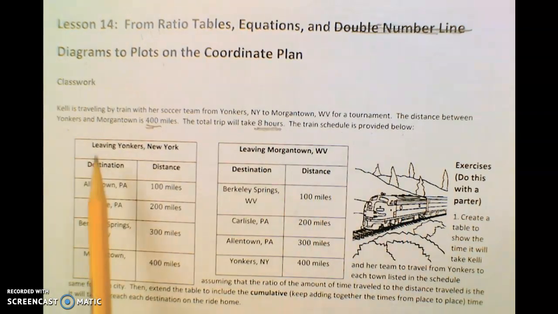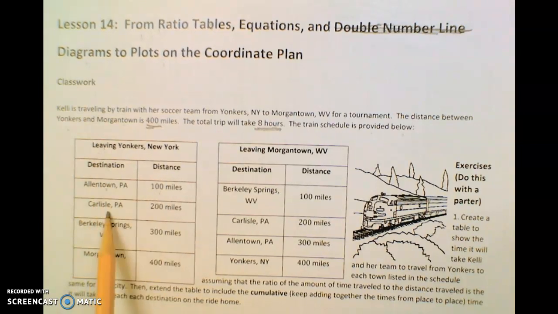So you can see where they will start leaving Yonkers and they'll go to Allentown. That's 100 miles. Then Pennsylvania, and then they get to Morgantown, and then you're going to have to go backwards and go from Morgantown to Berkeley to Carlisle to Allentown to finally back home.